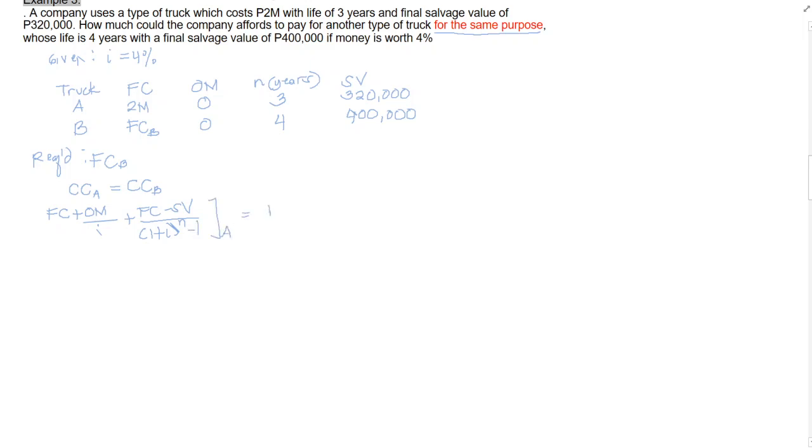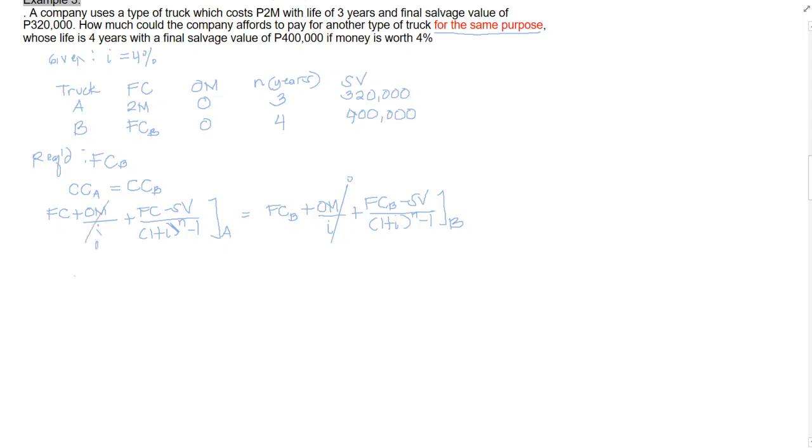And for your truck B, that is FC, again, that is the unknown, plus OM divided by I, since that is 0. Okay, so plus FCB minus SV, since that is the unknown, divided by 1 plus I raised to N minus 1. So that is for your truck B. Okay, so we cancel this one since that is 0. Okay, it is not mentioned.